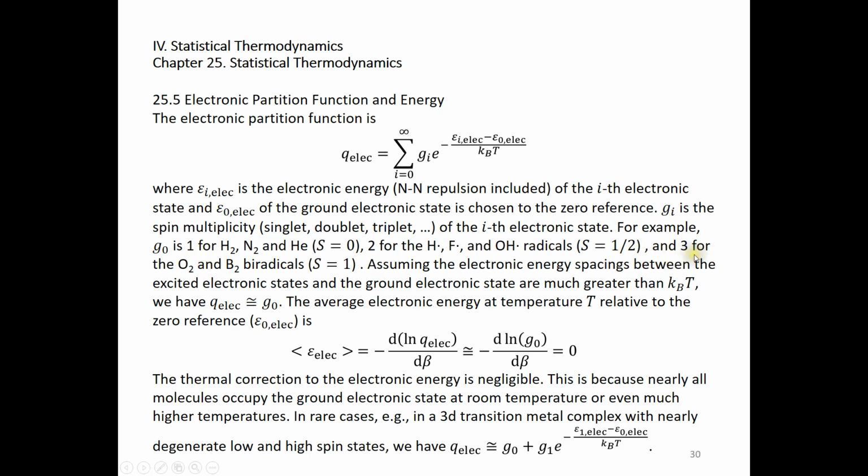g_0 is 3 for O2 and B2. They are actually biradicals, because in O2 you have 2 electrons occupying 2 degenerate pi star orbitals, and in B2 you have 2 electrons occupying 2 degenerate pi bonding orbitals. In both cases, in the ground electronic state, S is 1, 2S plus 1 is 3, so we have a triplet for O2 and also for B2.